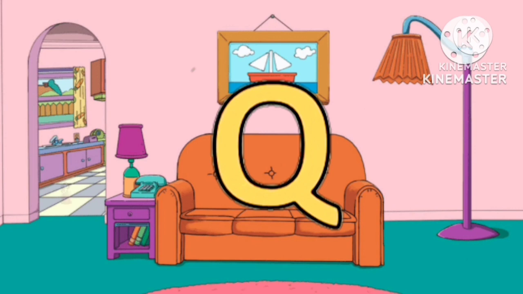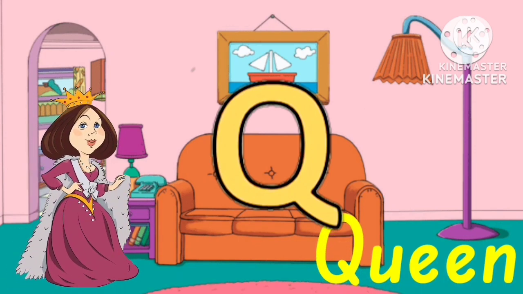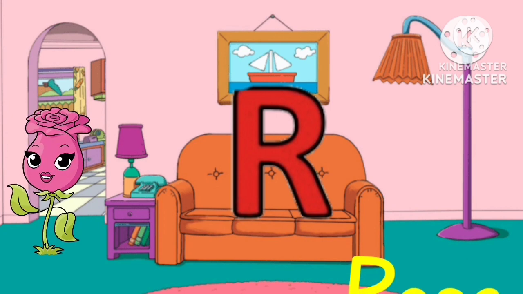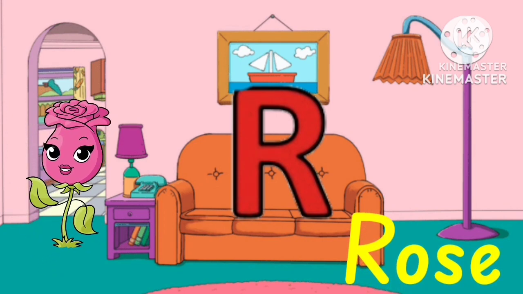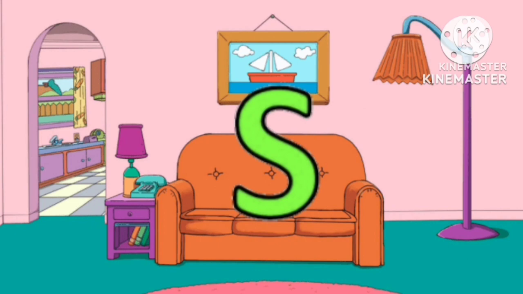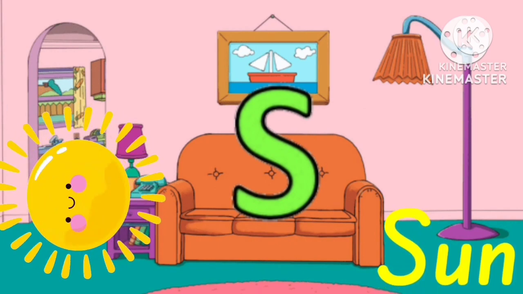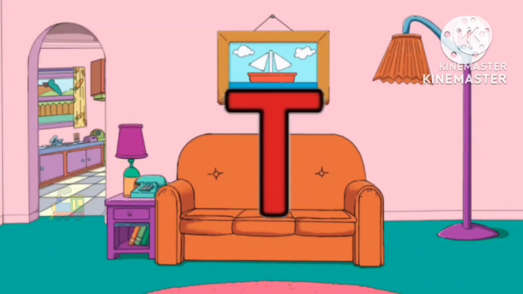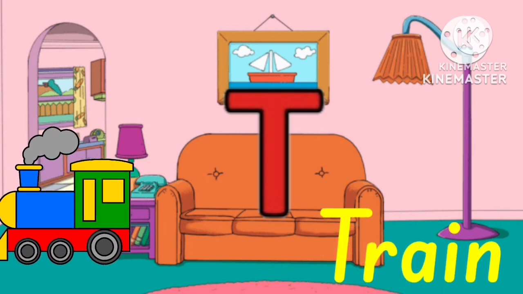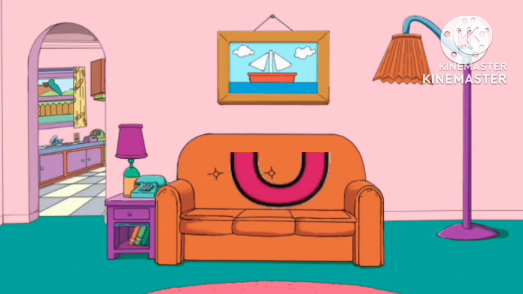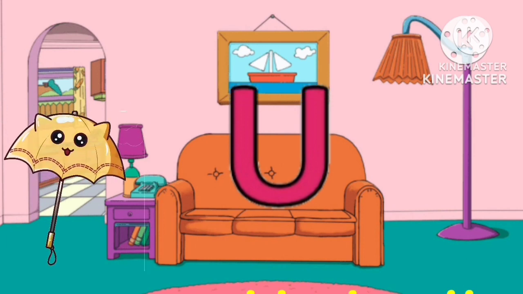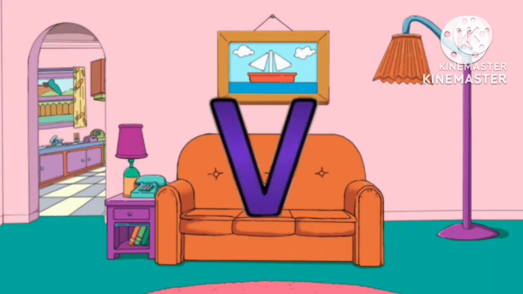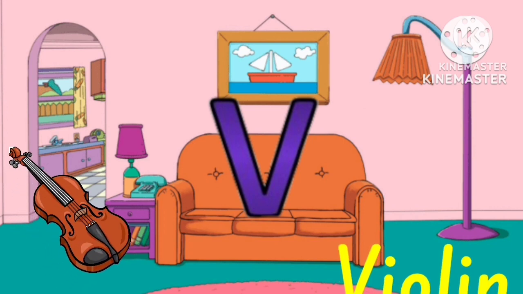Q is for queen. R is for rose. S is for sun. T is for train. U is for umbrella. V is for violin.